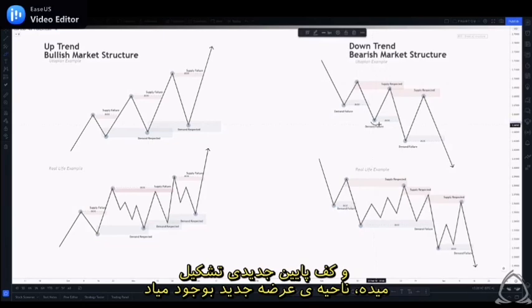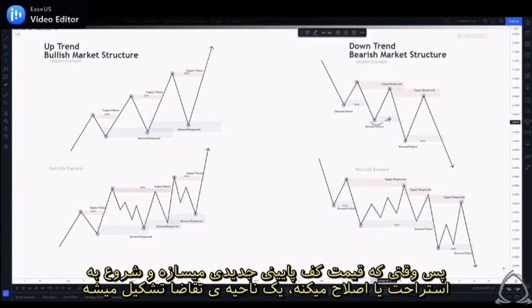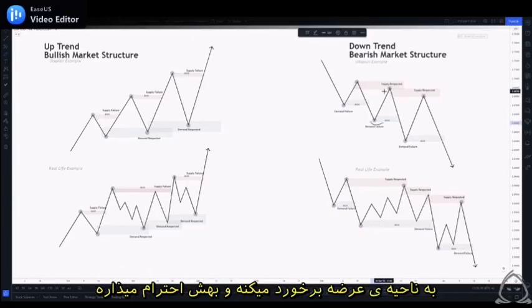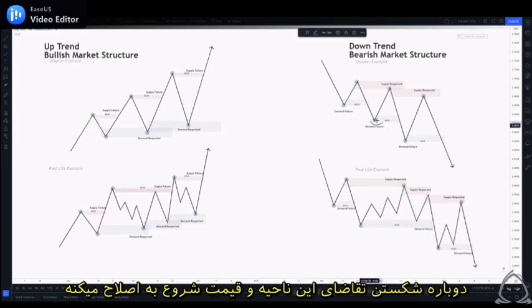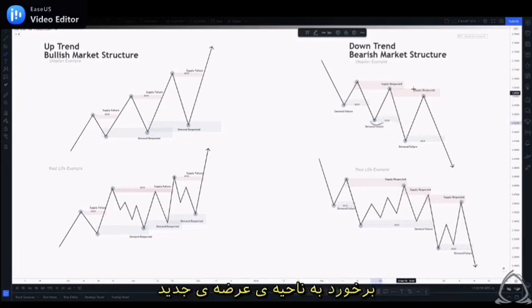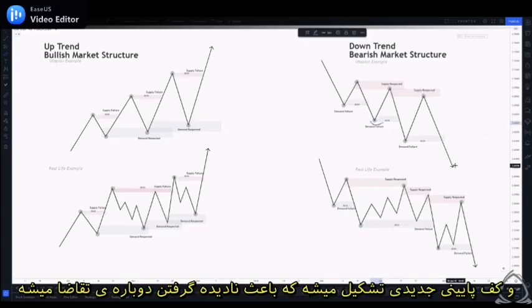supply zone. So when price creates a lower low and begins to retrace or correct, price then creates a supply zone. It taps into the supply zone, which respects it, and then price rapidly moves to the downside, breaking the previous lower low, creating a new lower low, again breaking demand here, and then price corrects, tapping into the newly created supply zone, and then creates a new lower low, which then causes demand to fail.